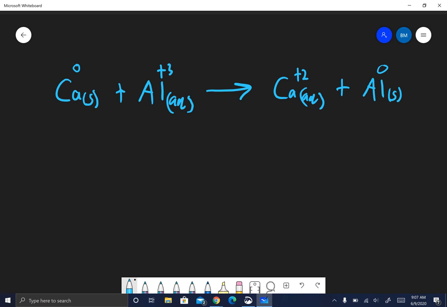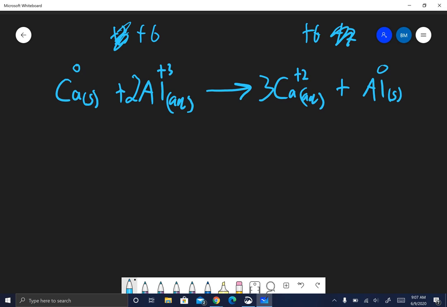Now we have to figure out, all right, how do we balance this thing? Well, we have plus 3 on this side, right here's plus 3 on this side, and we have plus 2 on this side. The next number they have in common is 6. So I need 2 here, that's plus 6, and I need 3 here, that's plus 6. So now charge is balanced, but mass is not.